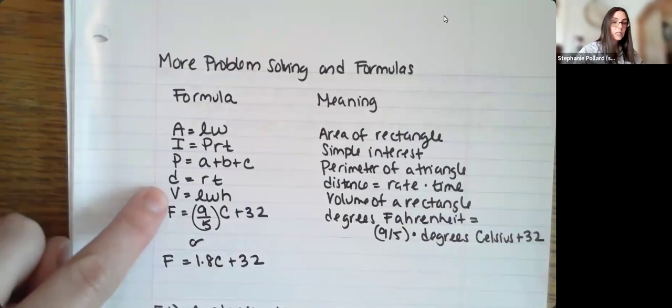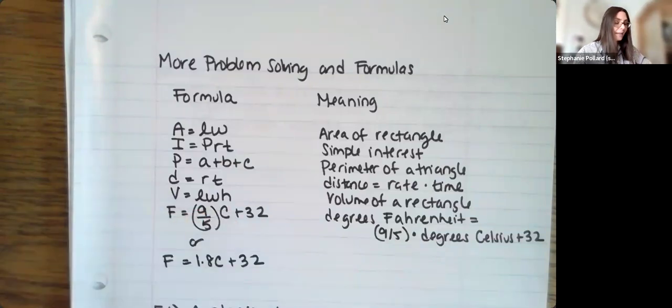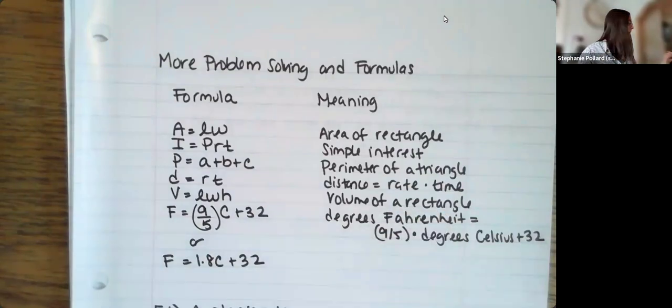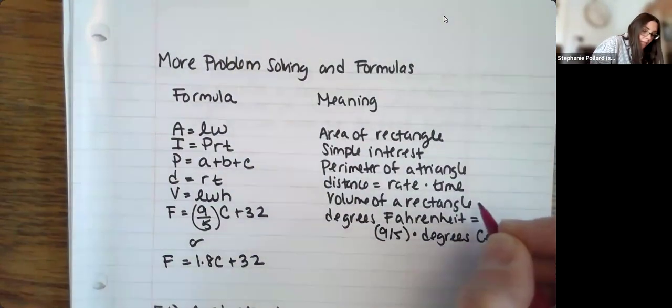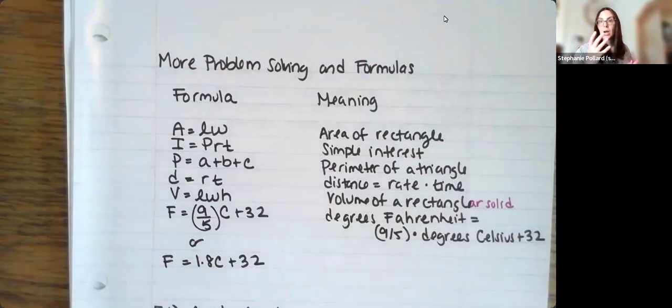The next one, V, is for volume of a rectangle. So it's length, width, and height. I guess it's really not a rectangle, right? It'd be more like a box because it has 3 dimensions here. Sometimes we'll just say of a rectangle there, but it really is a rectangular solid. Let me write that in. Right, so some sort of solid, like a box, that would be your volume.